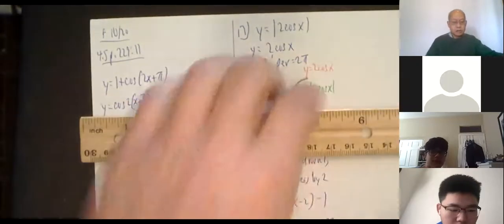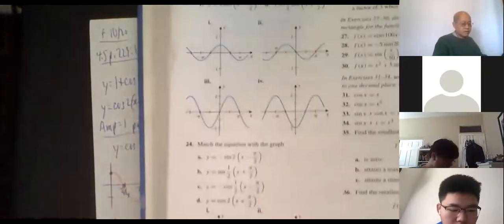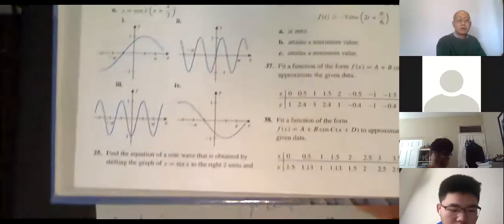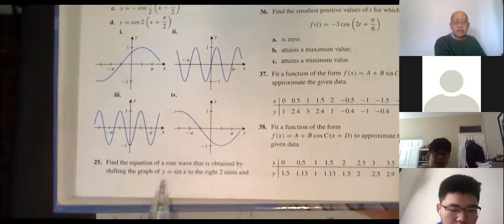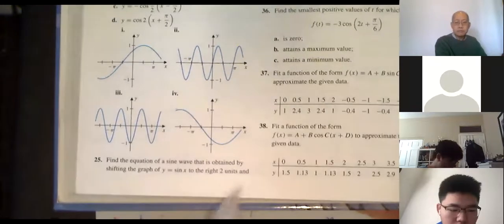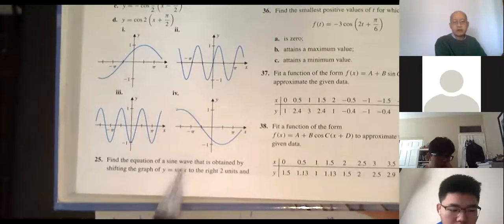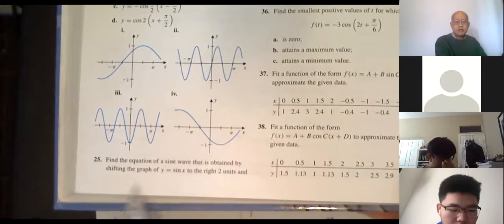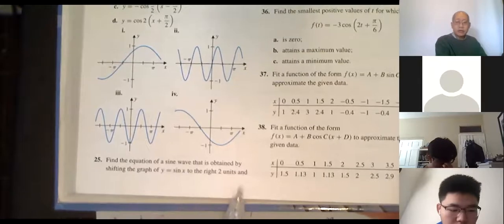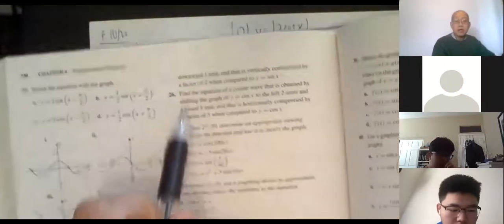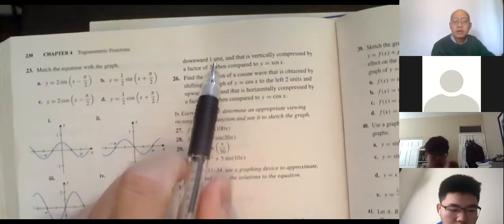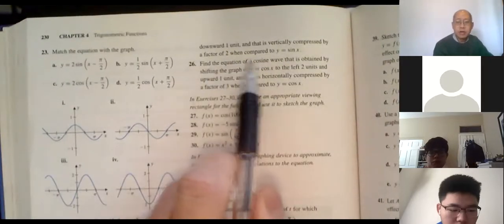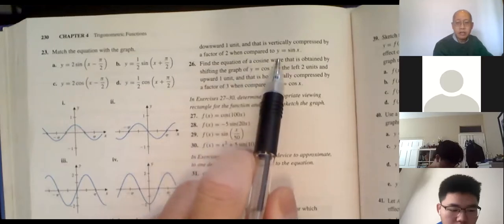All right, I was going to show you 25. Find the equation of a sine wave. If it says sine wave, sine curve, same thing. Shift the graph to the right 2 units, down 1, vertically compress by a factor of 2 when compared to y equals sine of x.